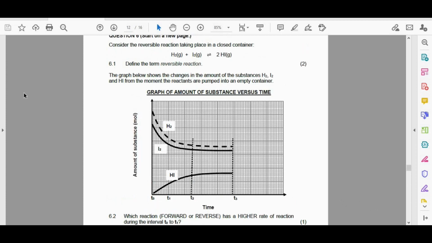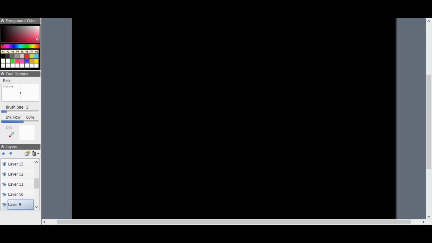Okay, 12s, let's just have a quick squeeze here. 6.1, they define the term reversible reaction. So we're going to treat this as a proper mock exam. Obviously you won't write in this color. That's the September exam. This was last year's one from the Eastern Cape Education Department.